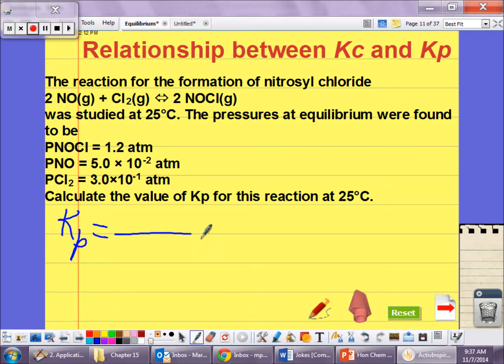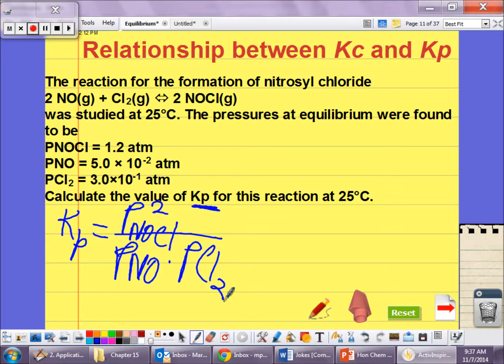So I write down Kp equal. I look at my balanced equation. Talking about P, I will put the pressure of NOCl raised to the second power. That's the only product I have. Over, and they are gases, so I have to be careful with the state. Pressure of NO to the second power, thank you, times pressure of Cl2 to the first power. Therefore, Kp equal, now I plug in numbers.